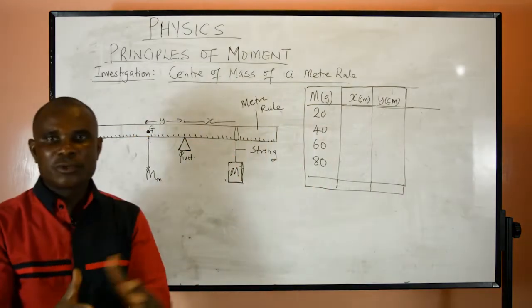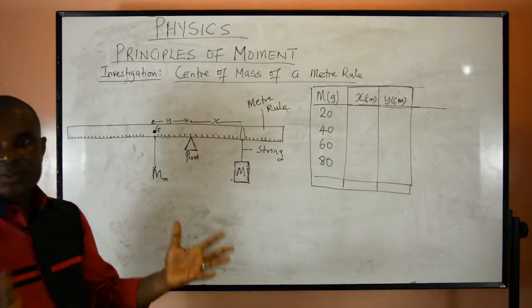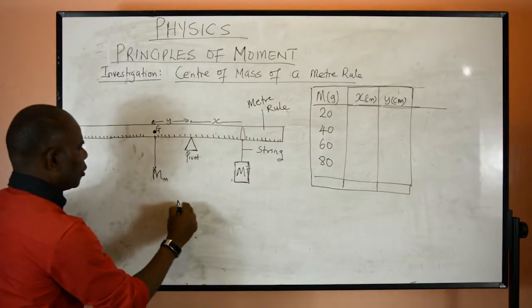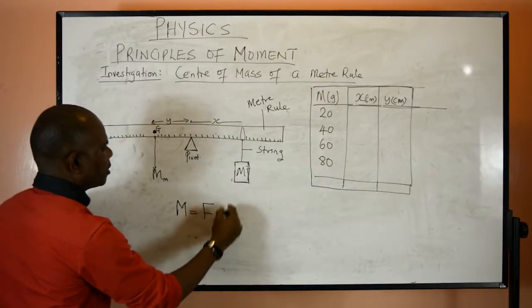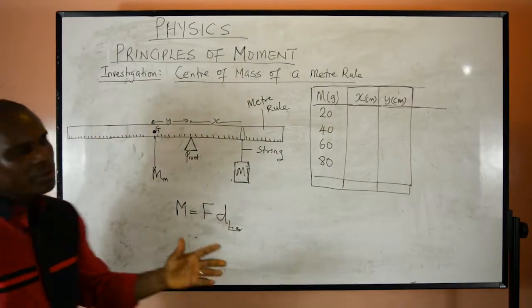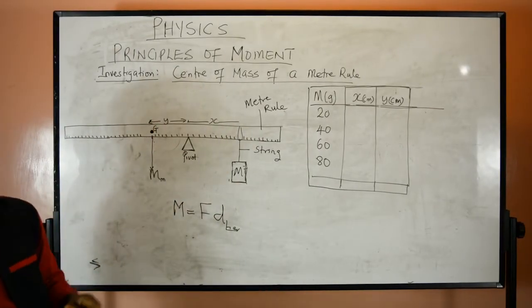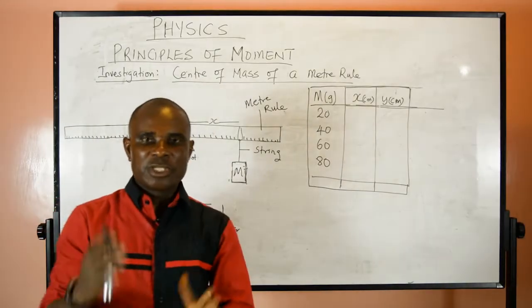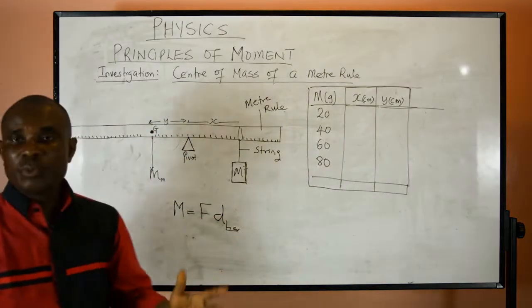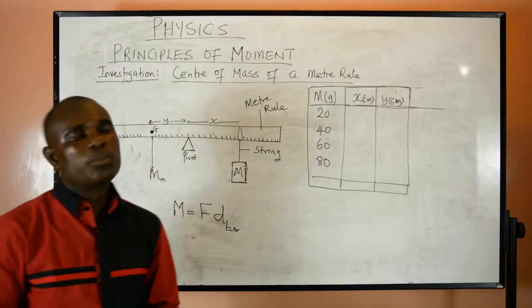So moment is actually the turning effect of a force, and we can represent it mathematically as the force times the perpendicular distance. Now we want to look at the principles behind the moment. Actually, we look at the principles of moment, or conditions for equilibrium from a system of coplanar forces.